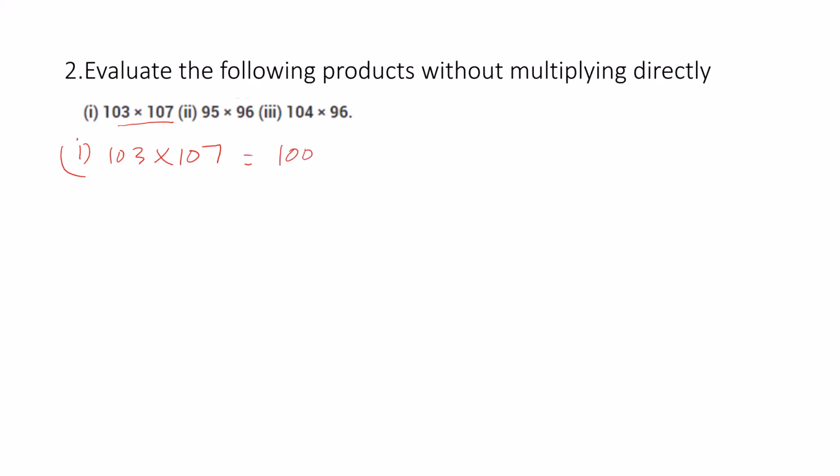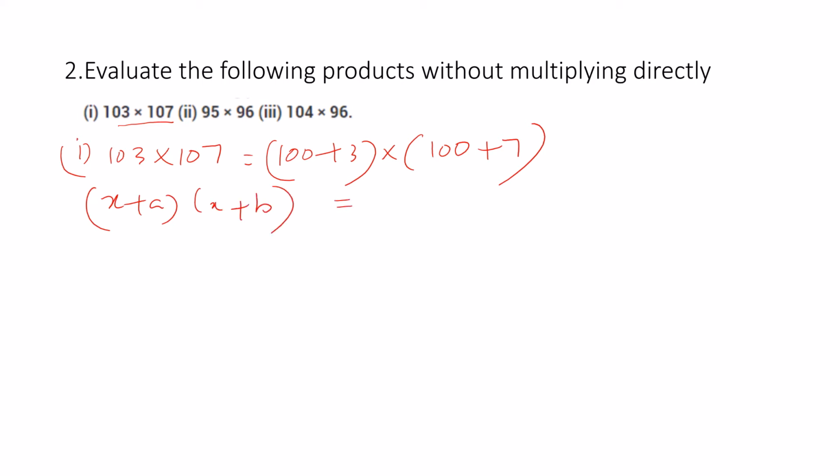103 we can write as 100 plus 3, and 107 we can write as 100 plus 7. So again, using the same identity, that is (x plus a) into (x plus b), we can make use of the same identity because the first term is the same, right? So x square plus (a plus b) into x plus ab. So what is x here? In place of x we have 100, a equal to 3 and b equal to 7.